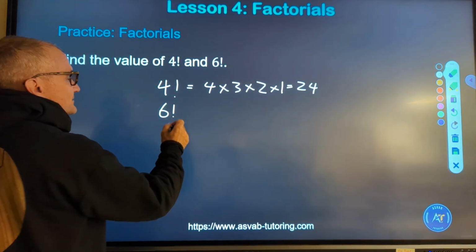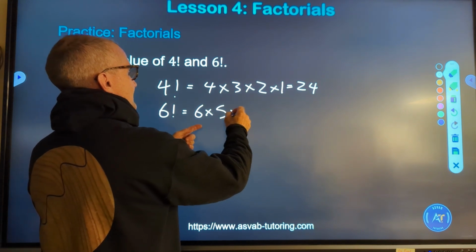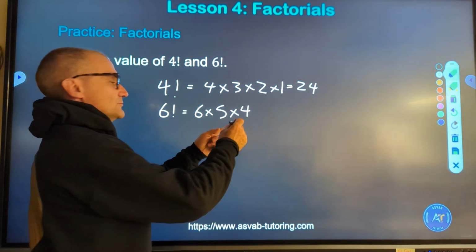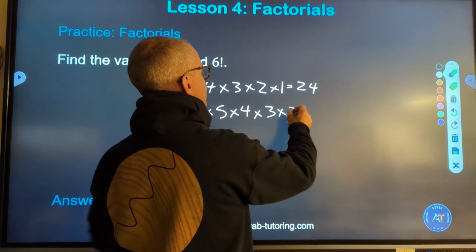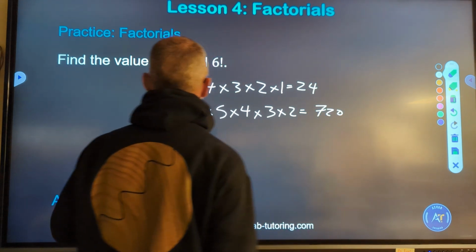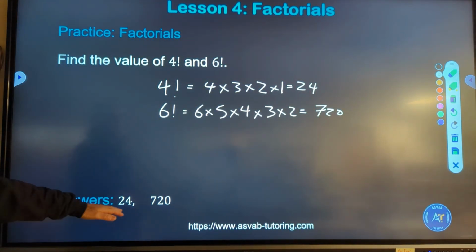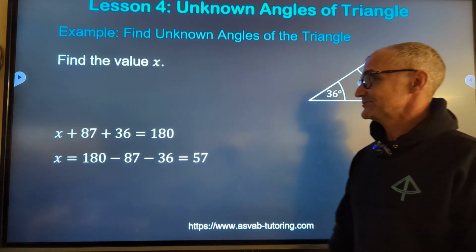6 factorial is going to be 6 times 5, 30 times 4, 120 times 3, 360 times 2, 720 times 1, still 720. So 6 factorial is 720. 4 factorial is 24. All right, so that's just a quick overview on factorials. Now let's take a look at some triangle problems.